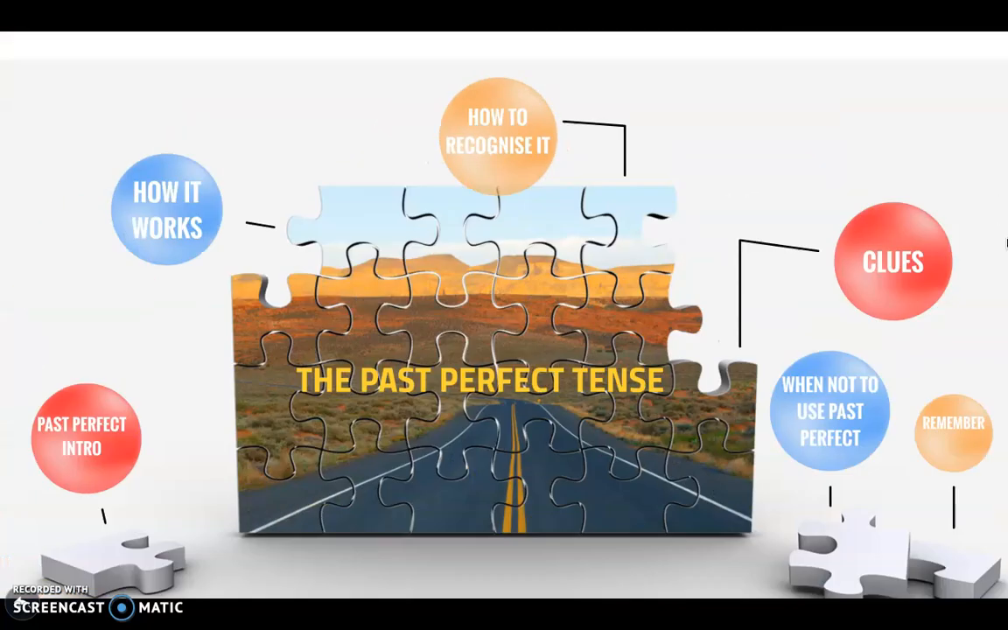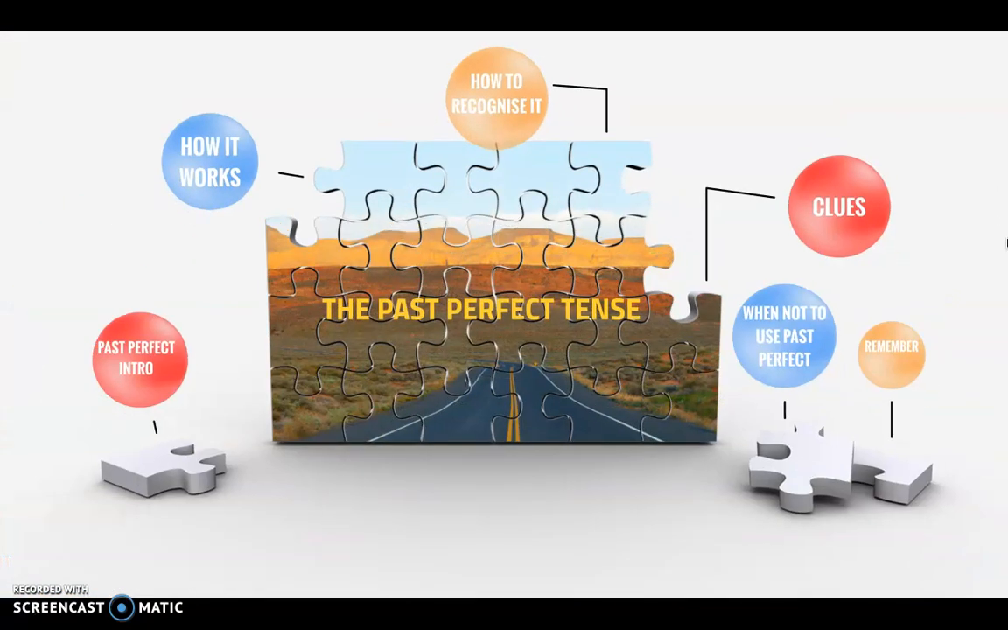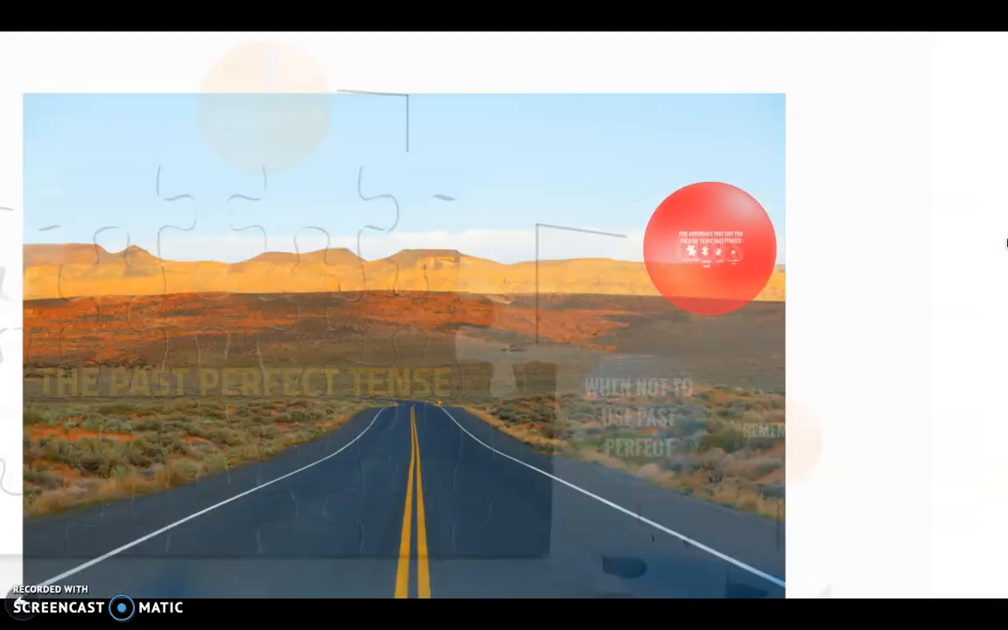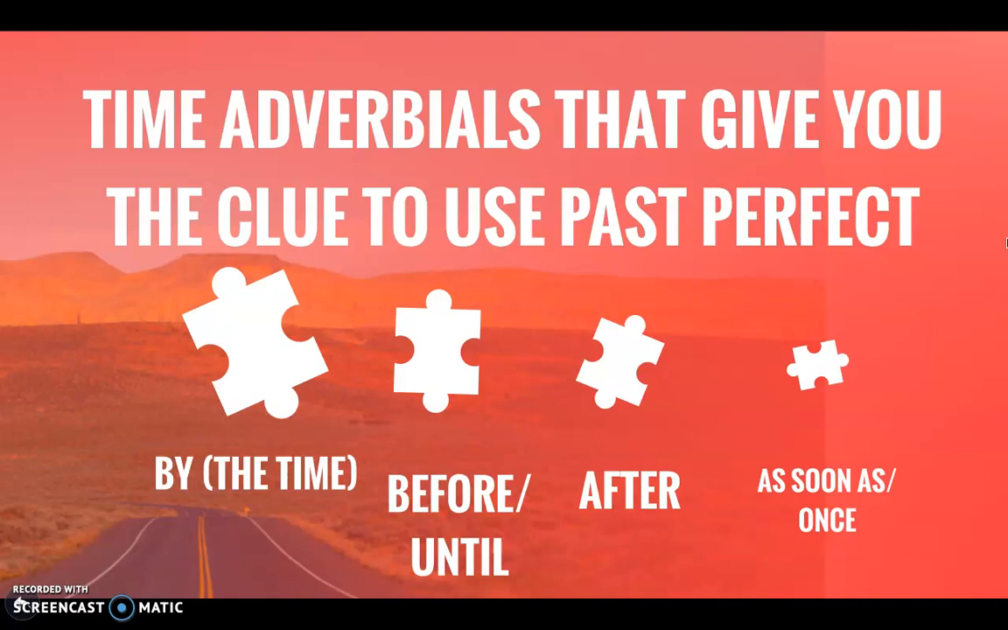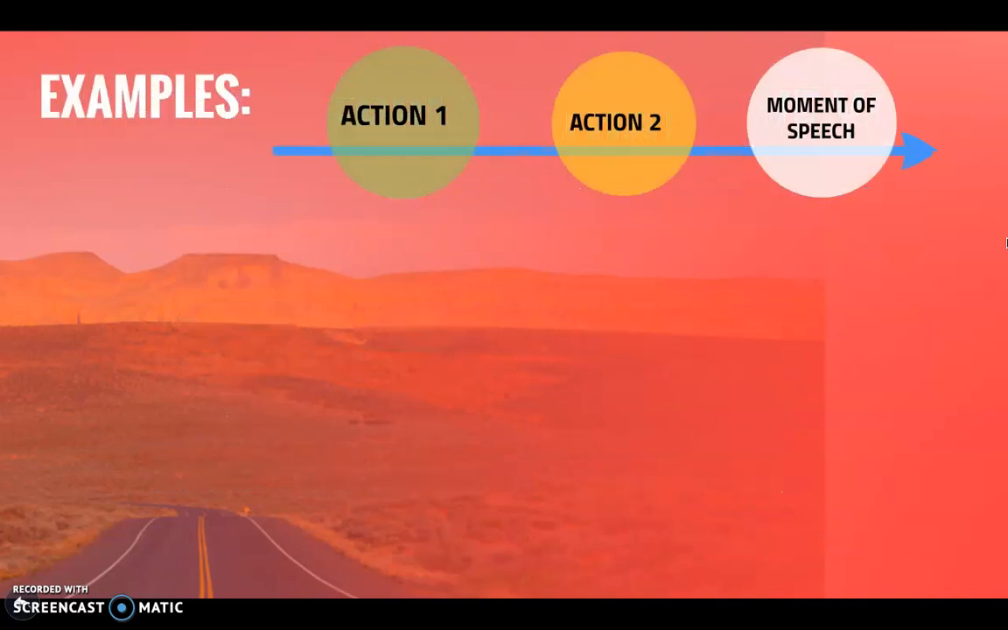But sometimes you do get clues in the way you form your sentences or in the way that they are already constructed in the texts that you read. And those clues are time adverbials. By the time, or simply by, before, until, after, as soon as, and once. So let's look at a few examples, which I color-coded so that it's perhaps easier to spot which action happened closer to the moment of speech but still in the past, and which action happened furthest back in the past.